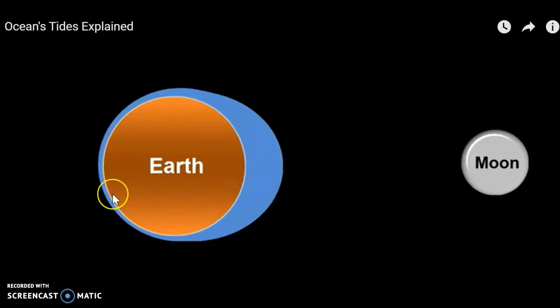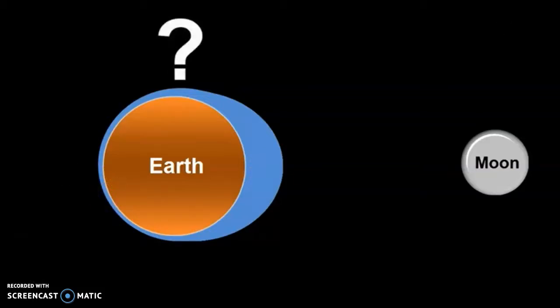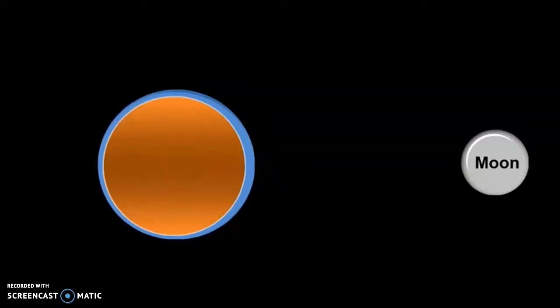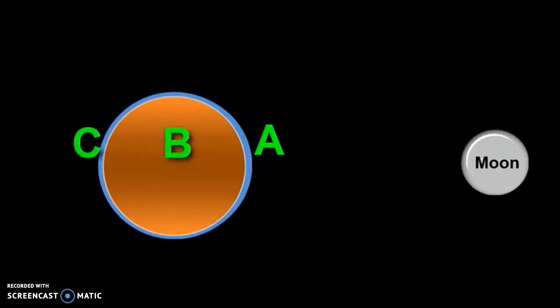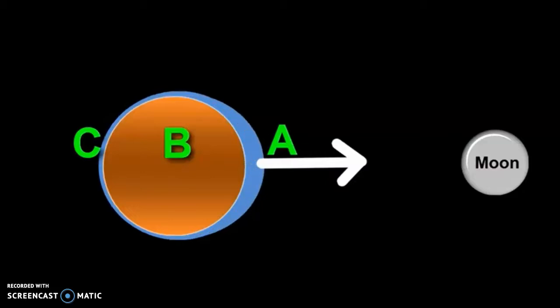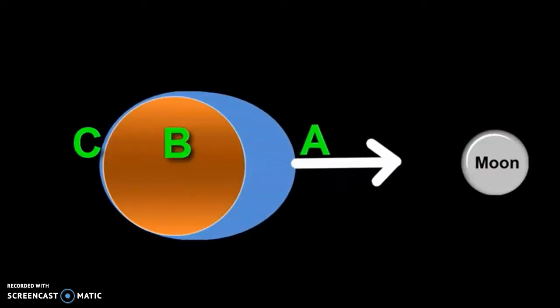But here it gets interesting because there are 2 high tides a day. How come? This is because the strength of gravity is greater when objects are closer. We'll call the location of the ocean on the near side of the moon point A, at the centre of the Earth point B, and at the far side ocean point C. The strength of the moon's gravity is strongest at A because it's closest to the moon. So the part of the ocean that bulges towards the moon most is at A.